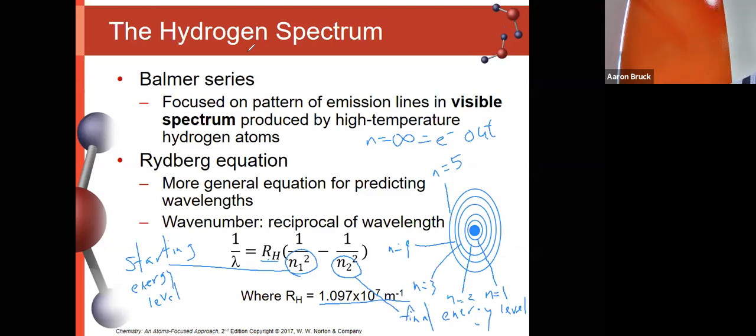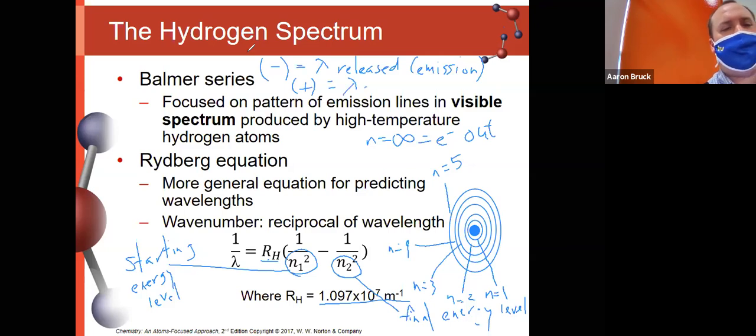One thing about the sign convention here: a negative value would mean that the wavelength is released, so this would be an emission. A positive value here would mean that the wavelength is absorbed, so this would be an absorption.